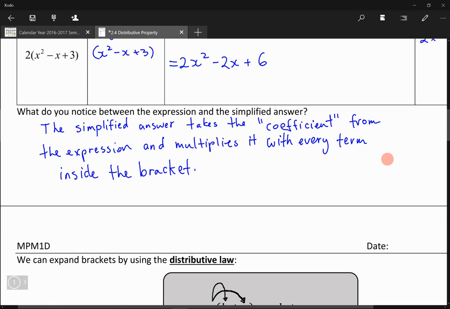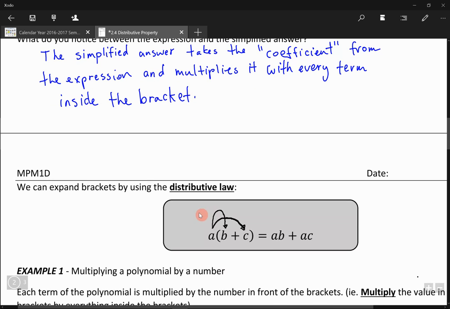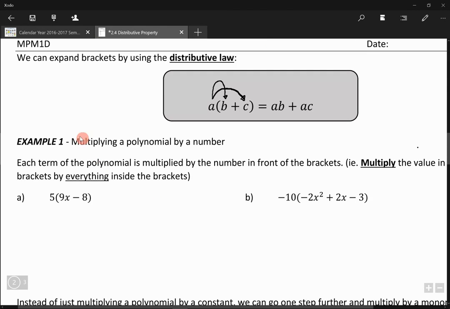That's what it is. So now I can just show you formally what this looks like. So we can expand brackets by using what we call the distributive law or distributive property. So that says if you have this number a in front of the bracket, and inside your bracket you have b plus c, so 2 other numbers or 2 other terms, you can take that term in the front and multiply that term with the terms inside the bracket. So you have a times b plus a times c. Okay, so let's go through some examples.